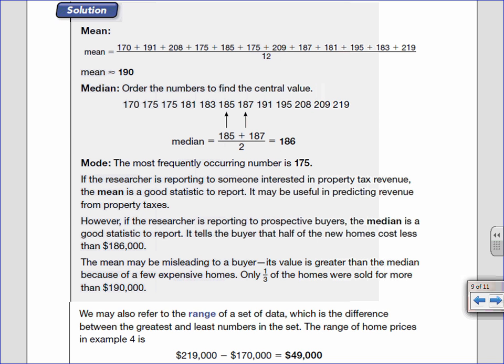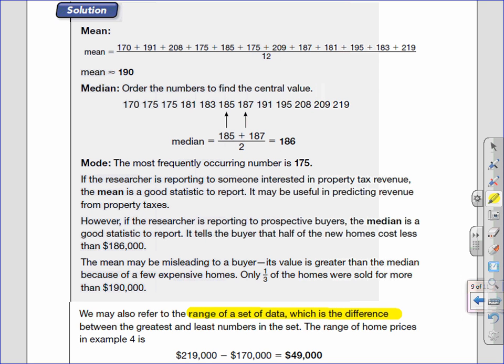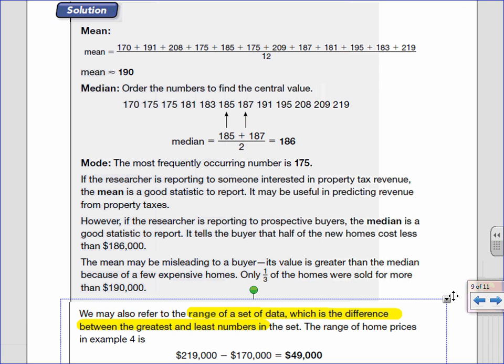We may also refer to the range of a set of data, which is the difference between the greatest and least numbers. So that's an important definition to know. So the range of home prices, you take the biggest, 219, subtract the smallest, 170, and the range is 49,000. The range basically tells you how close together all the data is. If you have a really big range, the data is not very close together. If you have a very small range, it's pretty close together.